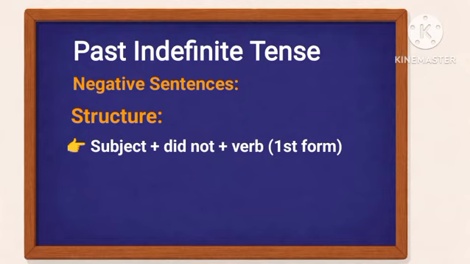Now I am going to discuss some negative sentences of past indefinite tense. So let's start from its structure. Its structure is: first we write subject, then did not, then verb first form. Why do we use verb first form here? Because did is always a second form and we can't use two second forms in a single sentence.